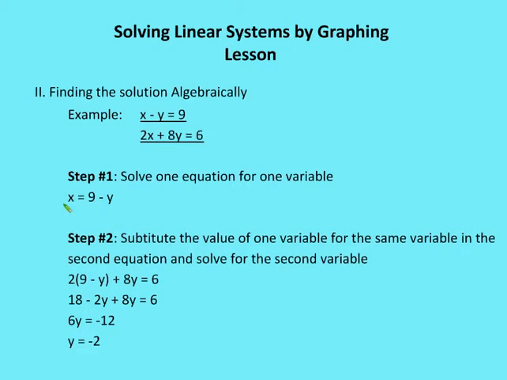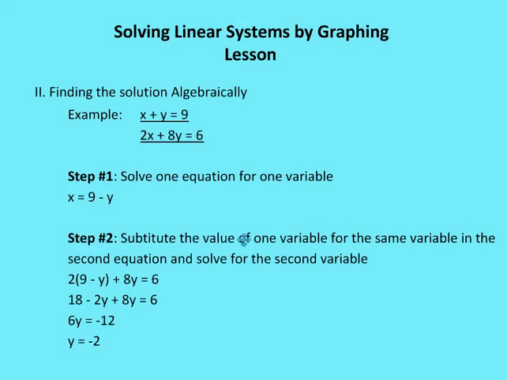In this particular step, I'm going to solve for x in terms of y. So what I do is add y to both sides. I have x, this really should be x plus y is equal to 9. So x plus y is equal to 9, and 2x plus 8y is equal to 6. So I solve one equation for one variable. I'm going to subtract y from both sides. So now I have x is equal to 9 minus y.